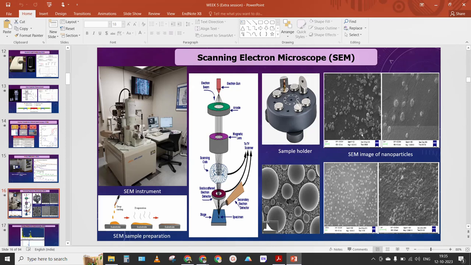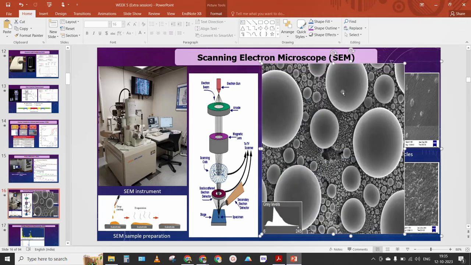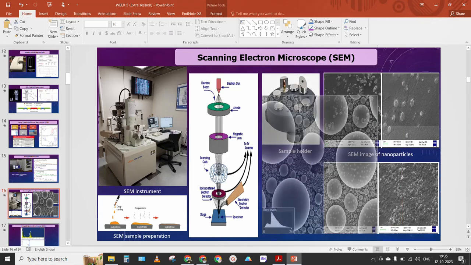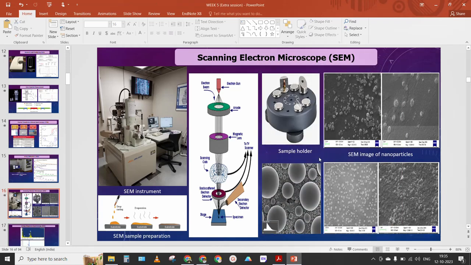So as you can see how clearly it's looking. If you can see this image now, the small size nanoparticles are there, and how uniformly dispersed the nanoparticles are. And in this image, let me enlarge this image, see how spherical it's looking. So this information, the spherical shape, the size and shape information, we will get from the SEM image.